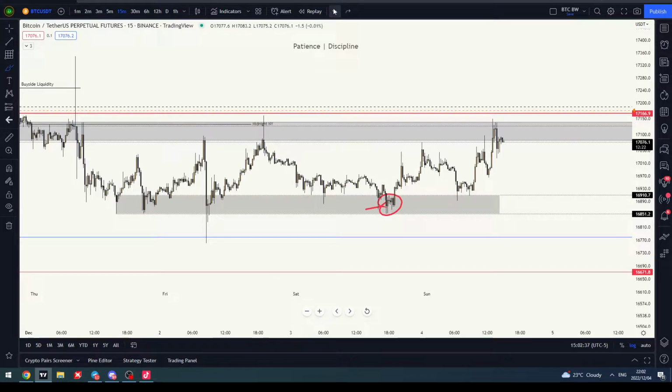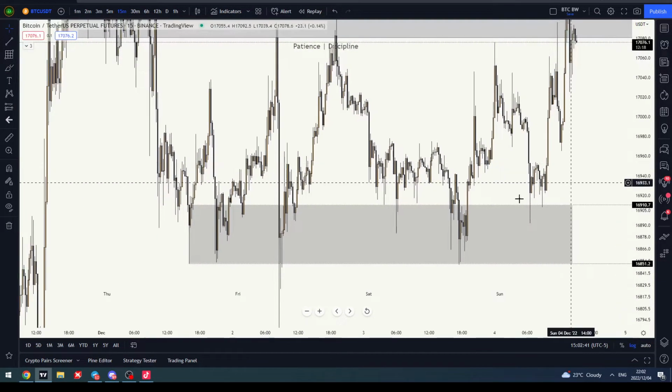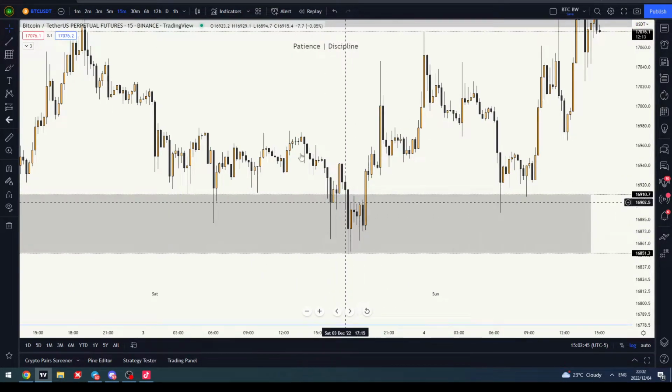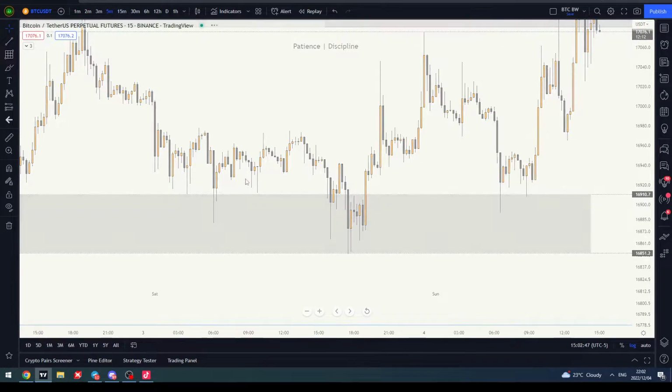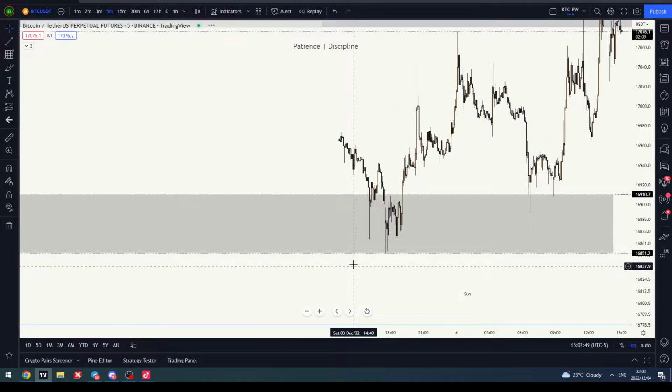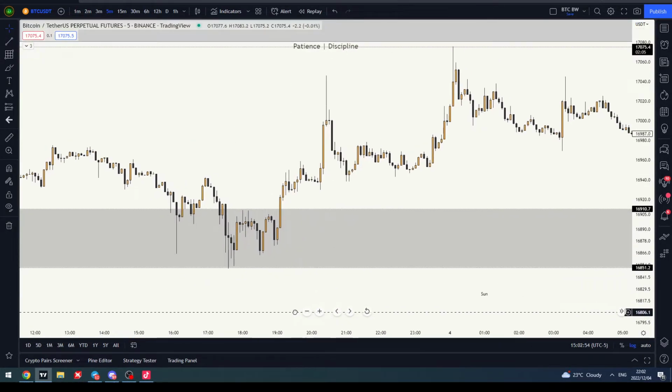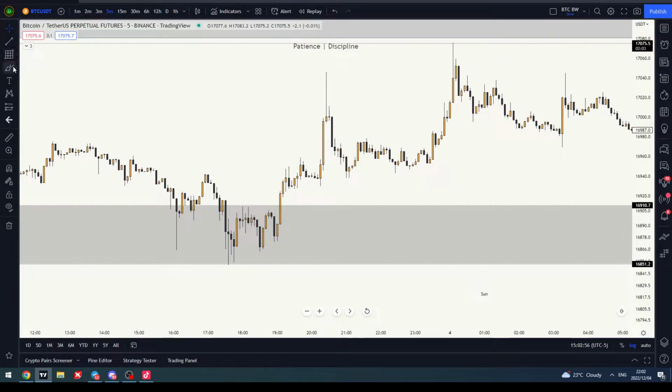If you missed that, then you're going to look at a lower time frame within here around your entry for something to enter on, which we didn't really get anything on a 15-minute. Let's check a 5-minute. Nothing too, let's have a look here, right?